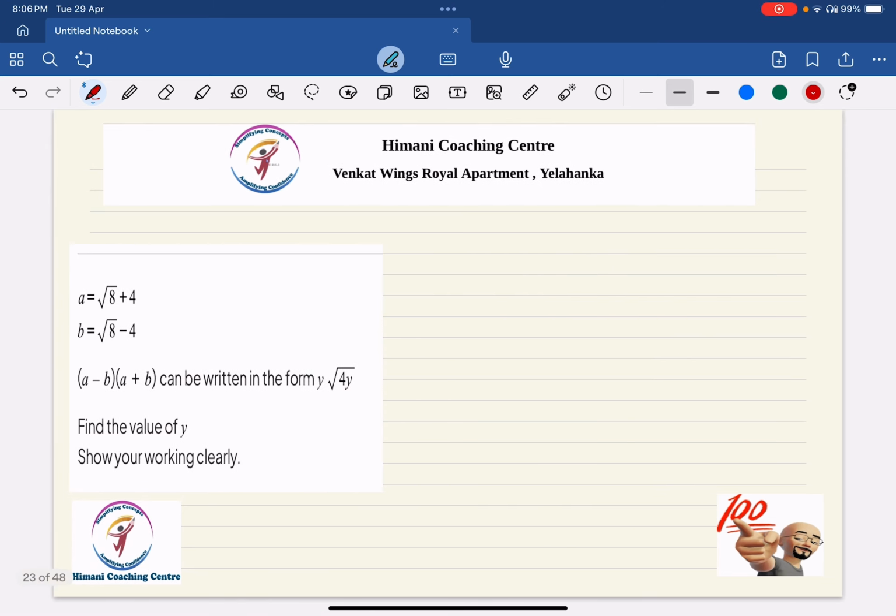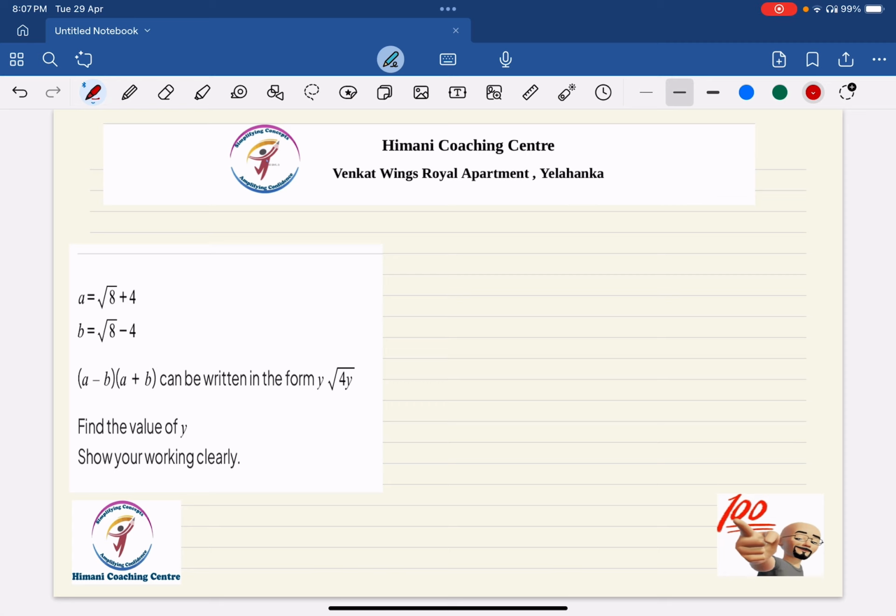Now let us move to the next question, which is: a is given as root 8 plus 4, b is given as root 8 minus 4. A minus b into a plus b can be written in the form of y times root 4y. Find the value of y, show your working clearly.